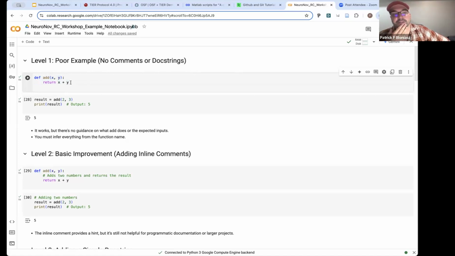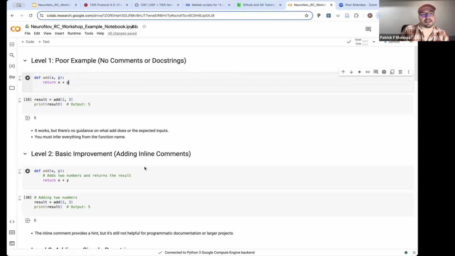This has a lot of issues with it because, one, there's no guidance on what the function does. There's no safeguards in terms of how people interact with the function. It doesn't tell people what they're expected to get out of the function. Basically, there are too many ways that this could break.